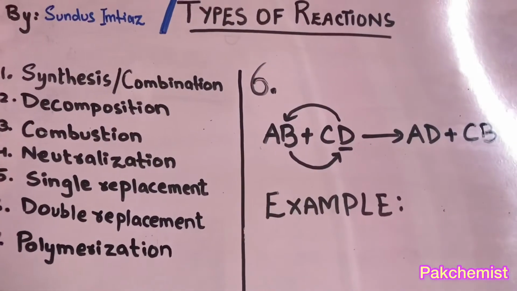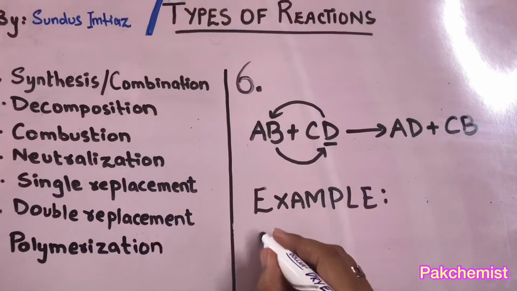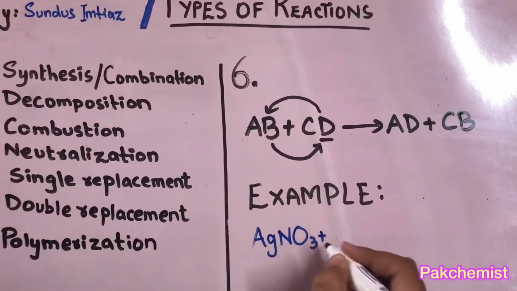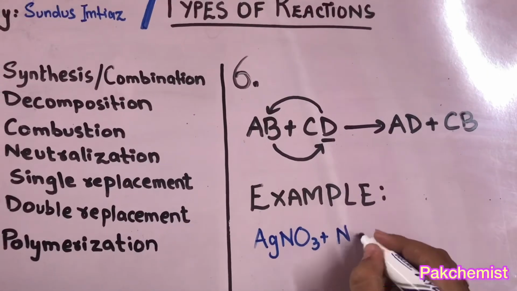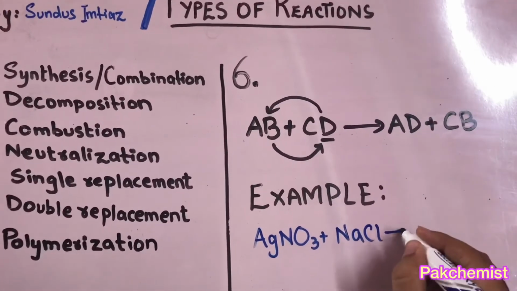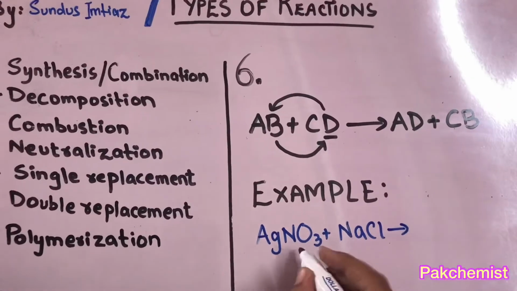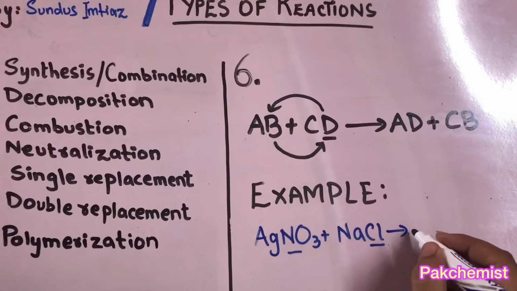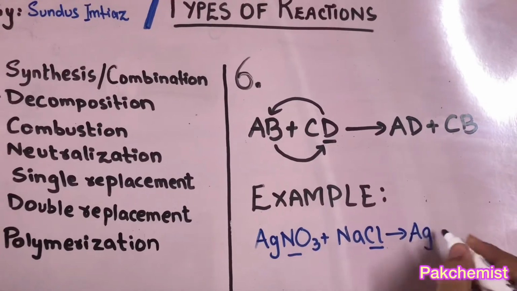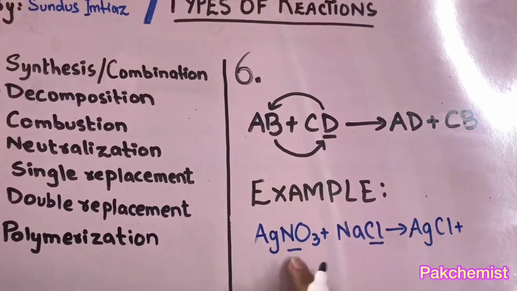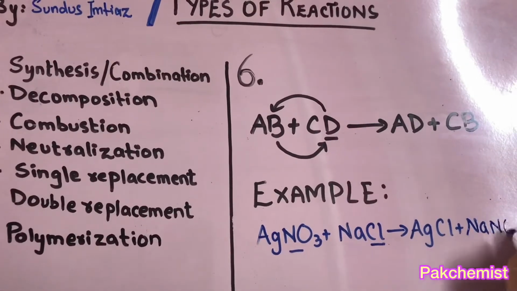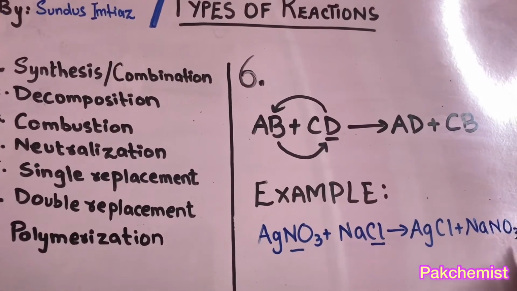These can be an atom, these can be a compound. Now coming to the example, AgNO3 when it reacts with NaCl, it will form this and this. Both will switch their positions and form AgCl plus sodium nitrate, NaNO3. Okay.